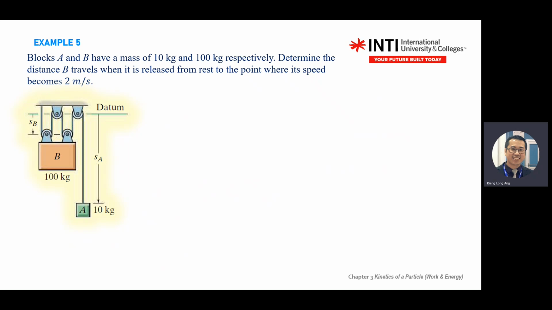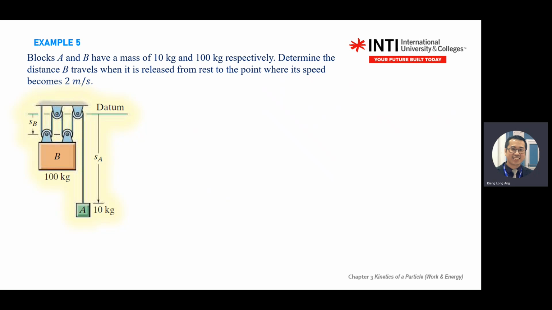Example 5, I take it as your homework. But you see this one actually asks you: block A and block B are given mass, and determine the distance B traveled when released from rest. You have the initial velocity released from rest, where the speed becomes 2 meters per second. He asks you to find the distance traveled by B when the velocity becomes 2 meters per second. You see, there are two ways of solving: F equals ma, and the principle of work and energy. Of course, we're now in chapter 3, so we use the principle of work and energy.